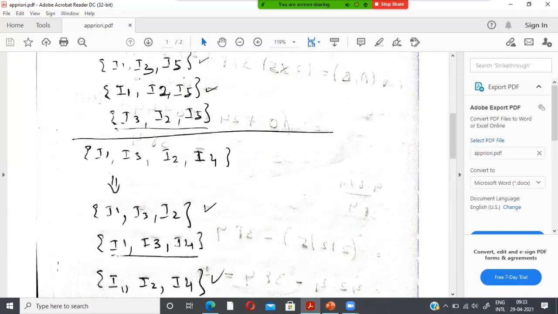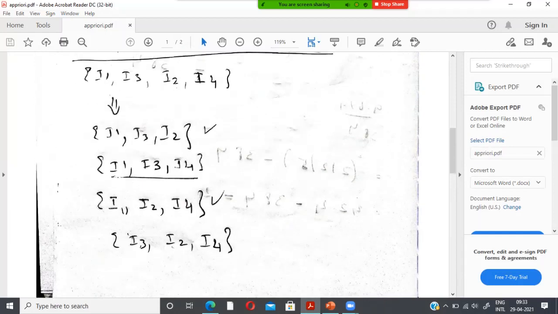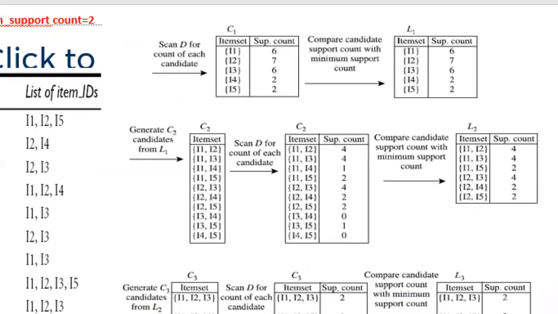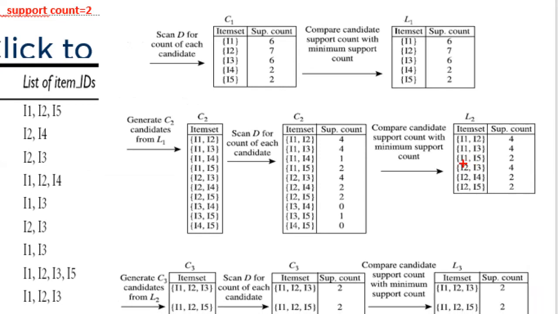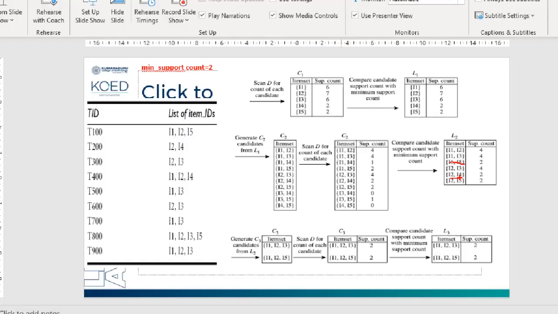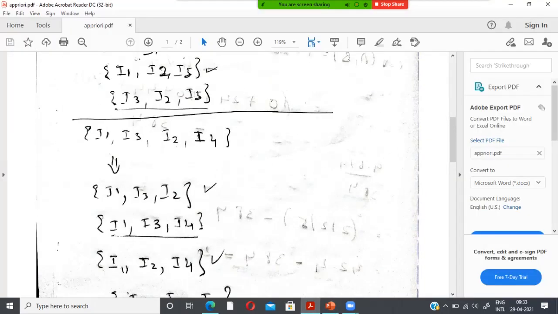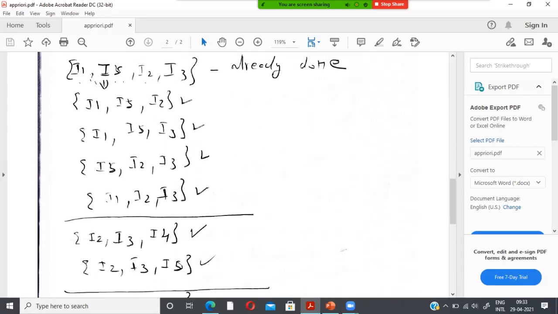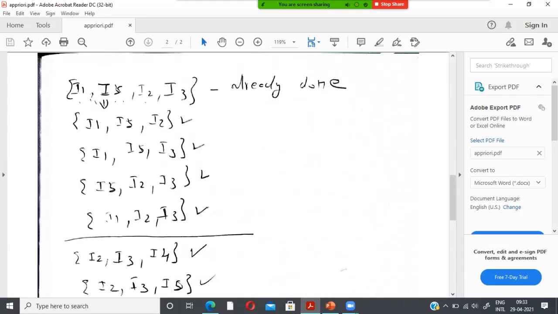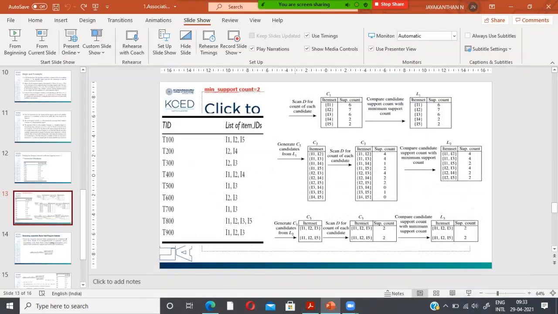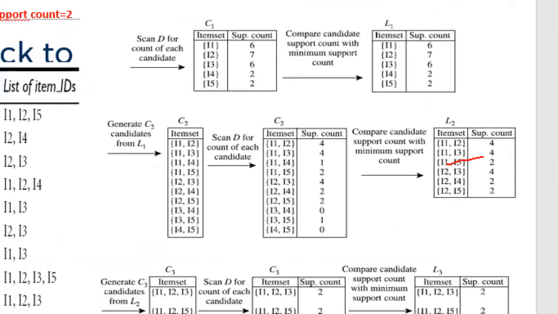If I add it like this, how will it come? For example, I'm adding I1, I2. I1, I5, I2, I4. I1, I5, I2, I3 is given here. First, we have to add I1, I5 to I2, I3.